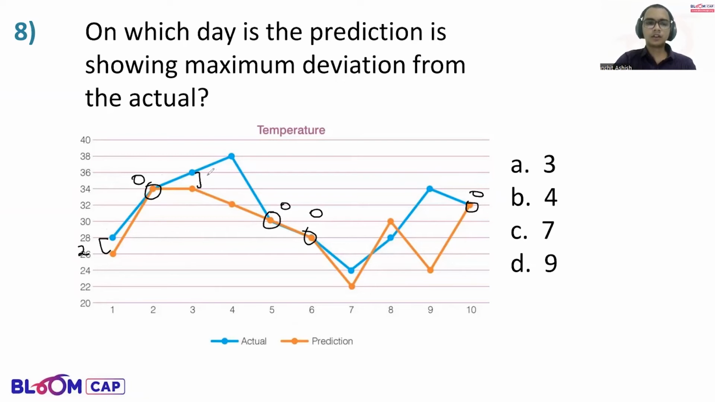Here the difference was again 2, here the value is 32, here the value is 38, so it's 6. Here the difference was again 2, here the difference was again 2, and here the difference was from 24 to 34, which is 10.